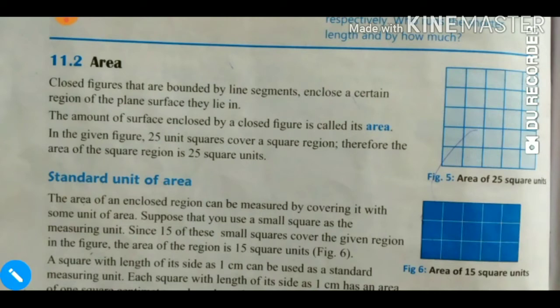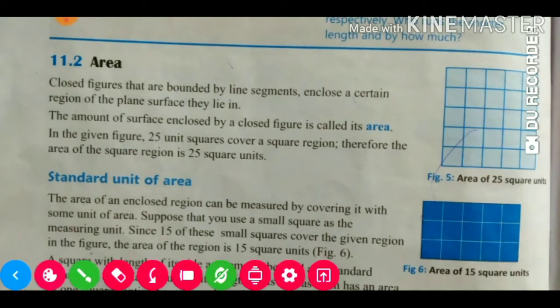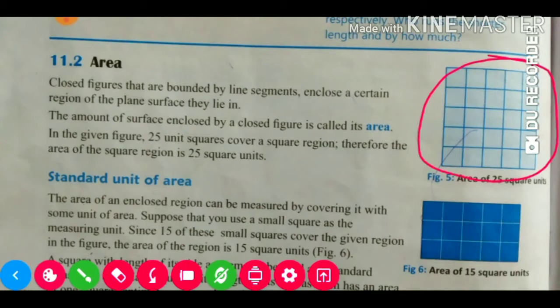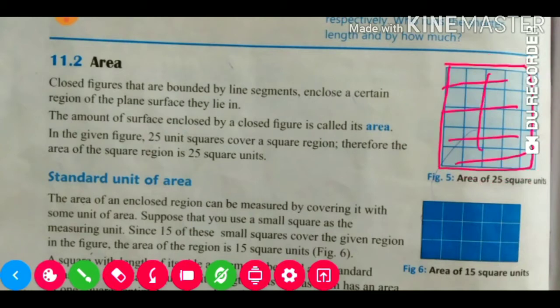Closed figures that are bounded by line segments enclose a certain region of the plane surface they lie in. The amount of surface enclosed by the closed figure is called its area. So see, suppose this one is our figure. With these line segments, it is enclosed. Inside this is one area, so this inside portion will be our area.